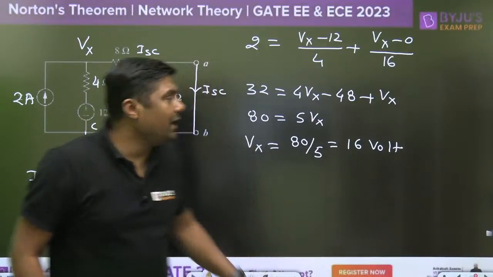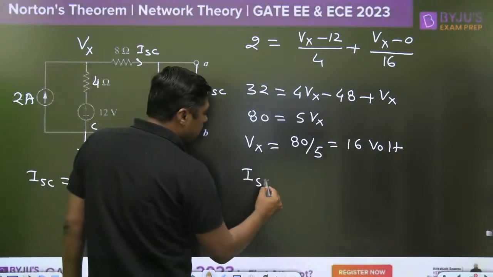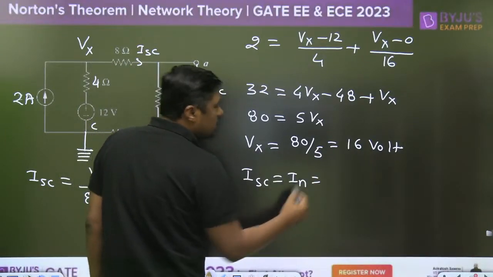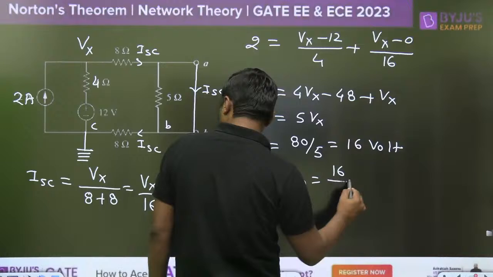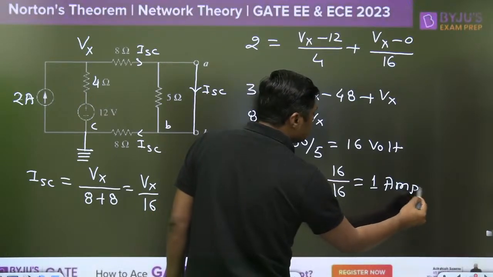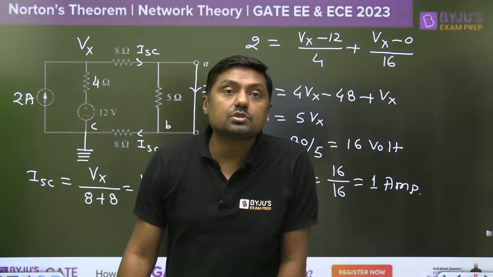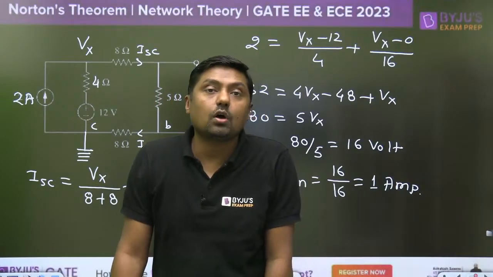Now what will be the value of the ISC? Vx upon 16. Short circuit current is nothing but Norton's current, that is 16 divided by 16. What is the answer? 1 ampere. Answer is 1 ampere. Sir, where active sources are more than one, we should consider ground, no sir?